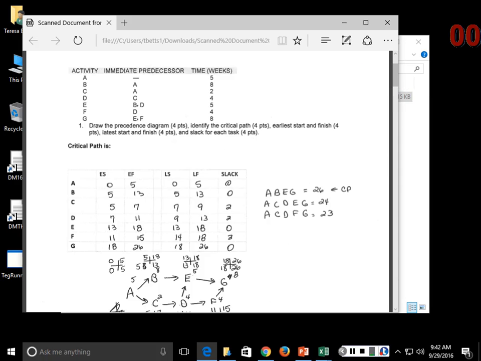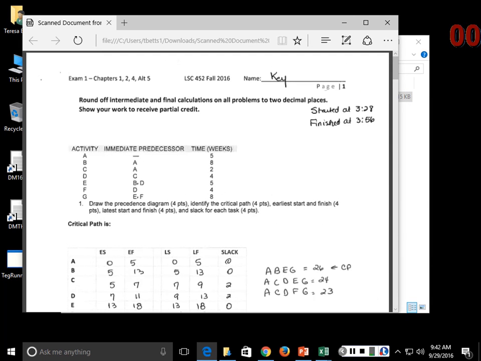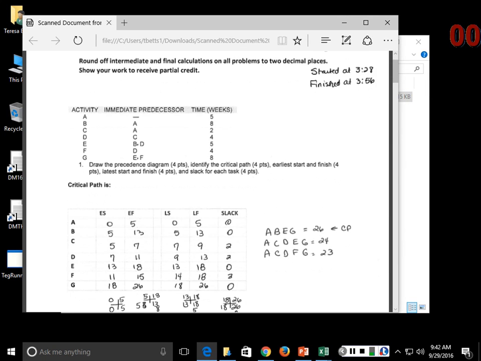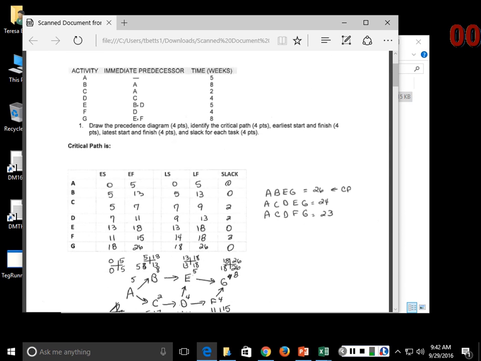So as part of the exam review, we're going to take a look at the problems. The first problem that you had was the earliest start, earliest finish, latest start, latest finish, and calculating slack. Most of you did pretty well with that.